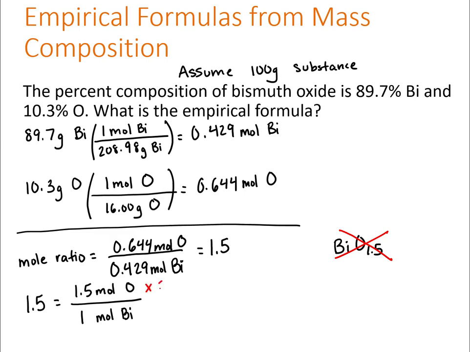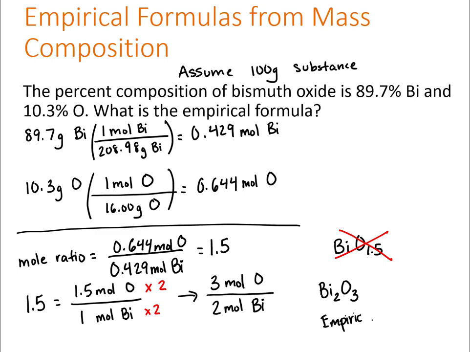Now, if you multiply by 2, then you would get 3 moles of oxygen and 2 moles of bismuth. That we can do. And that's our empirical formula. So talk to me about this one.